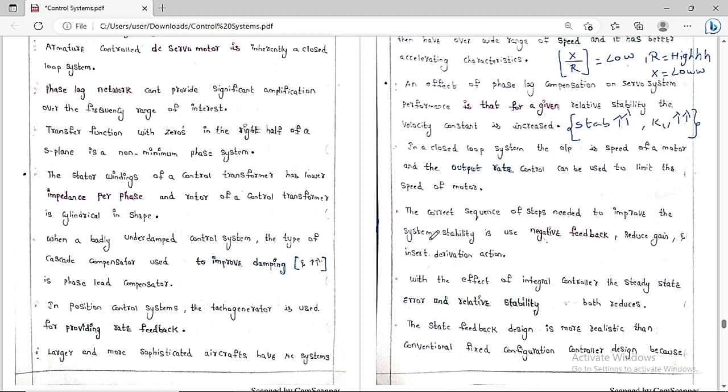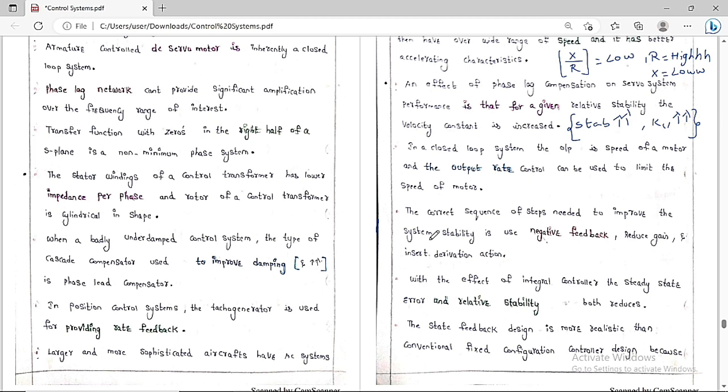Whereas the lag compensator is basically used to improve the steady state response and is going to deviate the transient response to a smaller extent. So finally the steady state error is going to get reduced. So finally I can say with the effect of the integral controller, the steady state error as well as the relative stability both are going to get reduced.